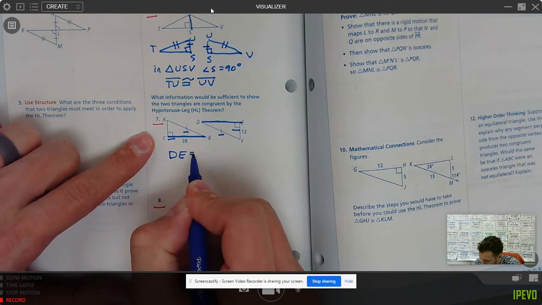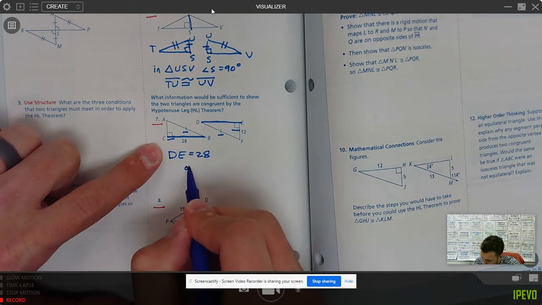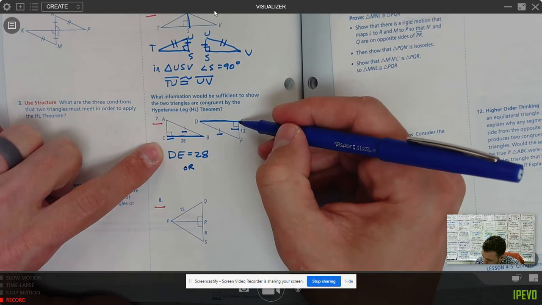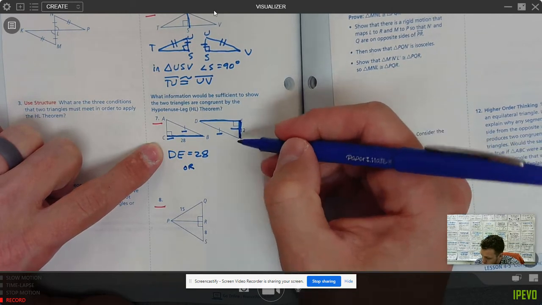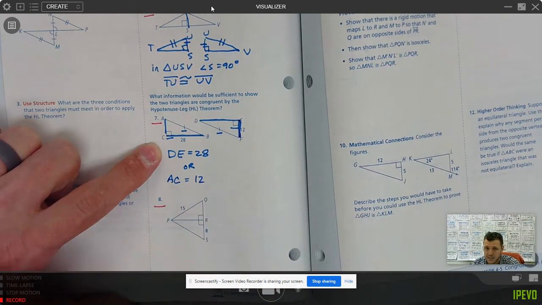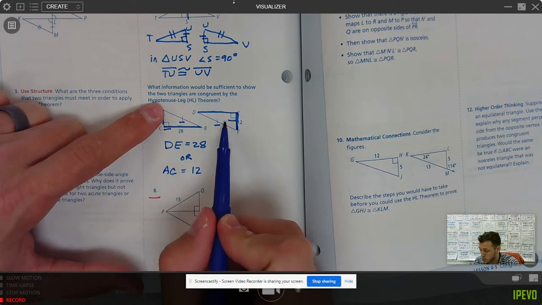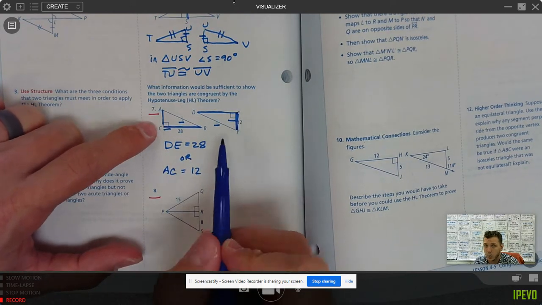Okay, so the length of DE could be 28, or EF, the short leg, is 12. AC could be 12. It doesn't have to be both. It can be one or the other because all we need is the hypotenuse, which is already congruent, and that one of the legs are congruent for the hypotenuse leg.